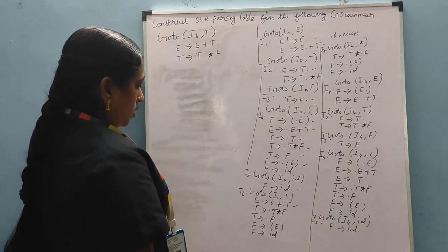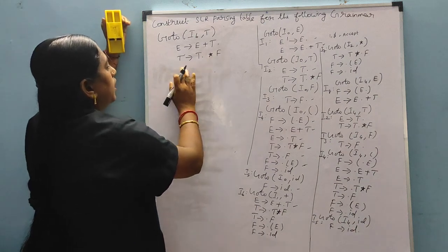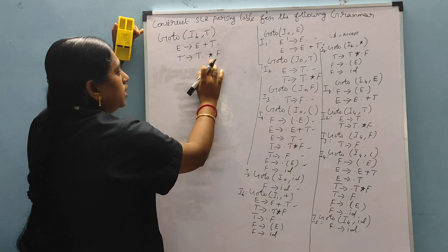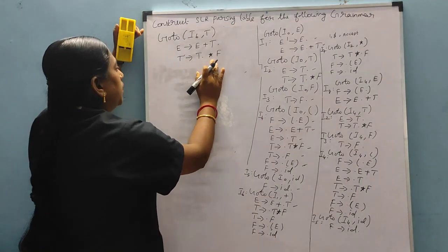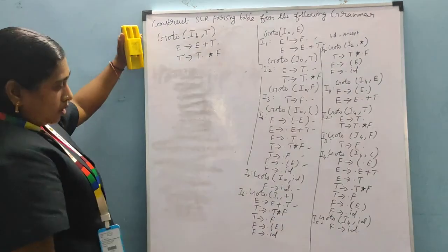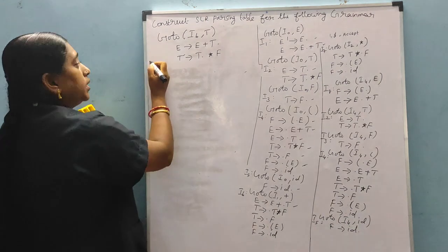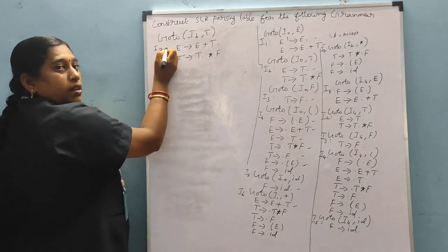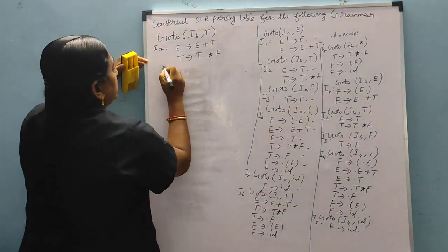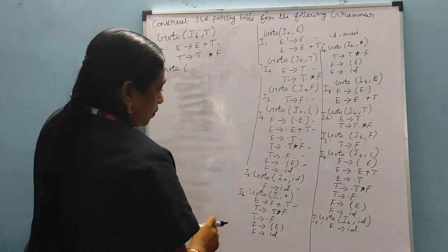Yes, T dot star F. How to check whether it is a terminal or a non-terminal? So this is a terminal value. So that's all, no need to add anything in that. So is this already present or not? It's a new state. So I am writing the new state number as I7. Okay, so this is the I7 state. So go to I6 comma T completed.